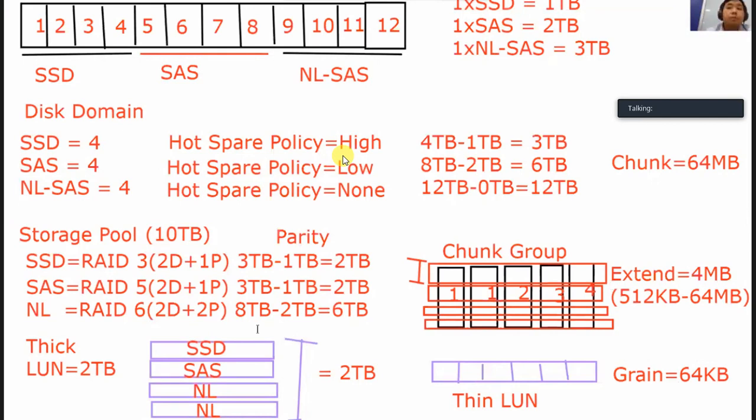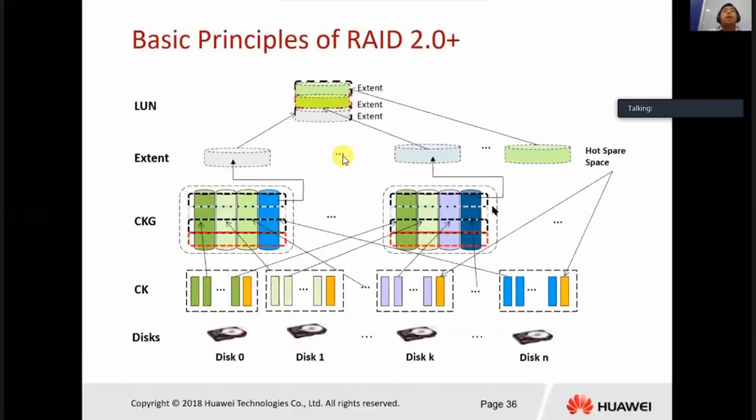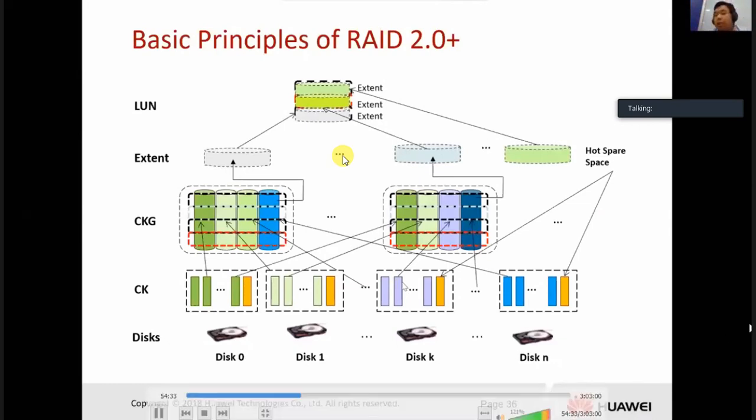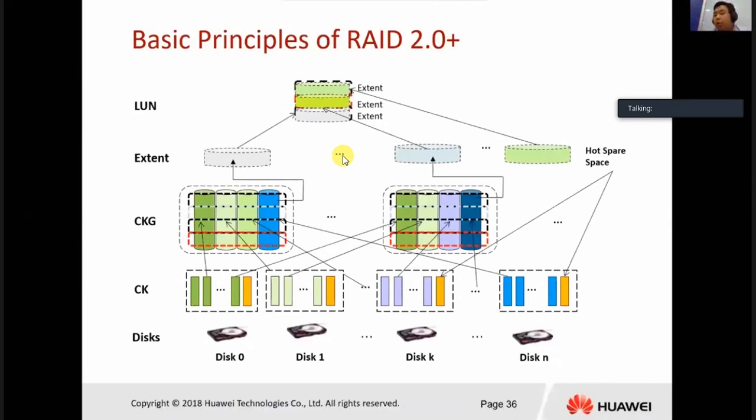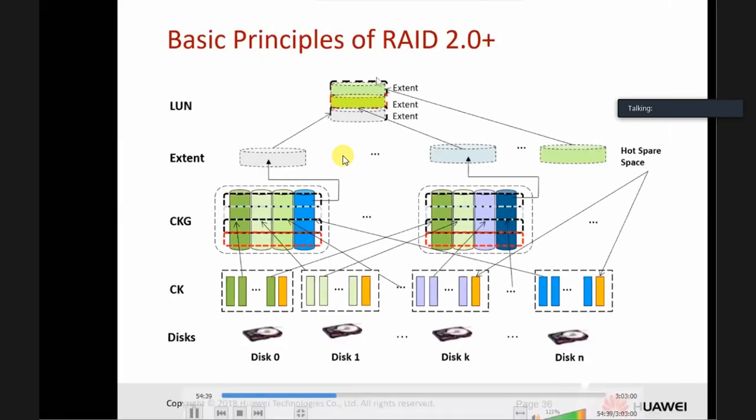Okay, so let me just capture one more time for a complete one. Let me share back my screen. So basically that is what I explained, the whole thing over here. You can see the top over here. If you look into my graph, it's better to understand. You see a chunk group, extent, LUN.